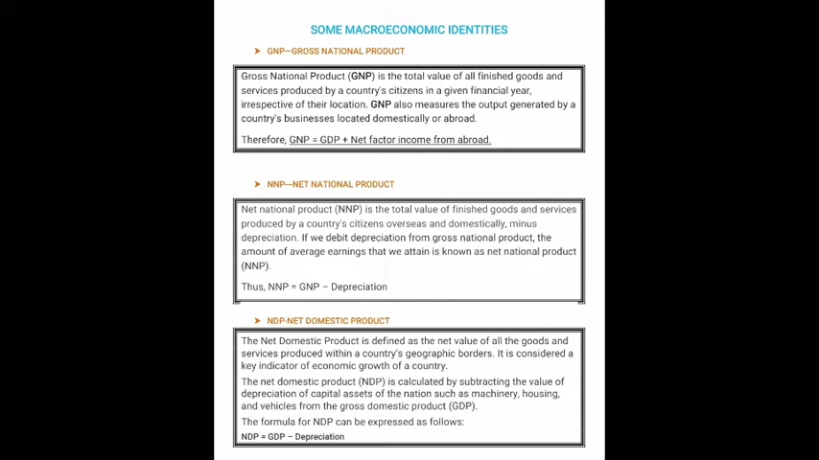The next is NDP, Net Domestic Product. The net domestic product is defined as the net value of all goods and services produced within a country's geographic borders. It is considered a key indicator for the economic growth of a country. The net domestic product is calculated by subtracting the value of depreciation of capital assets of the nation, such as machinery, housing, and vehicles, from the gross domestic product. So, the formula of net domestic product is NDP is equal to GDP minus depreciation.